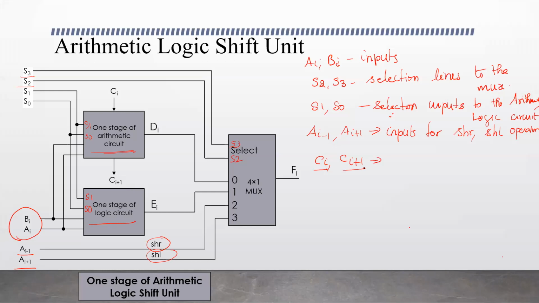After performing addition, the carry output needs to be connected to the next arithmetic circuit. This is one stage, so carry I plus 1 will be connected to the I plus 1th arithmetic circuit. So these are the carry in and carry out of the arithmetic circuit. And what are the other variables here? DI and EI.